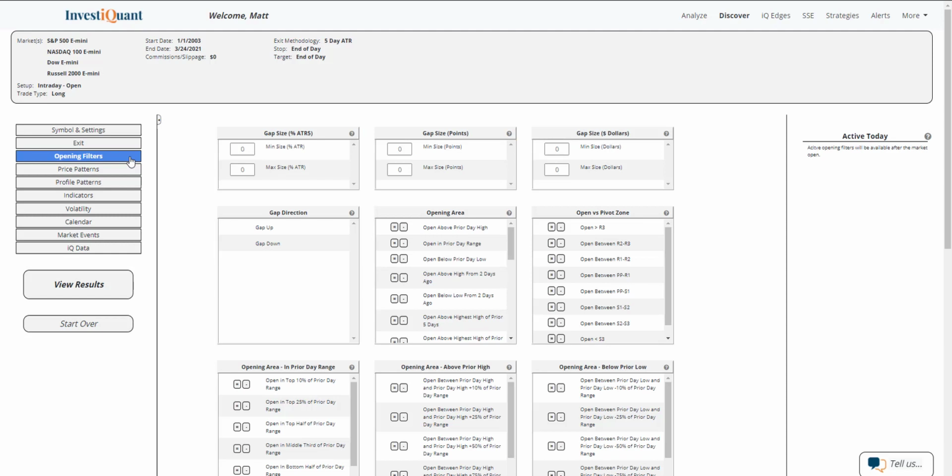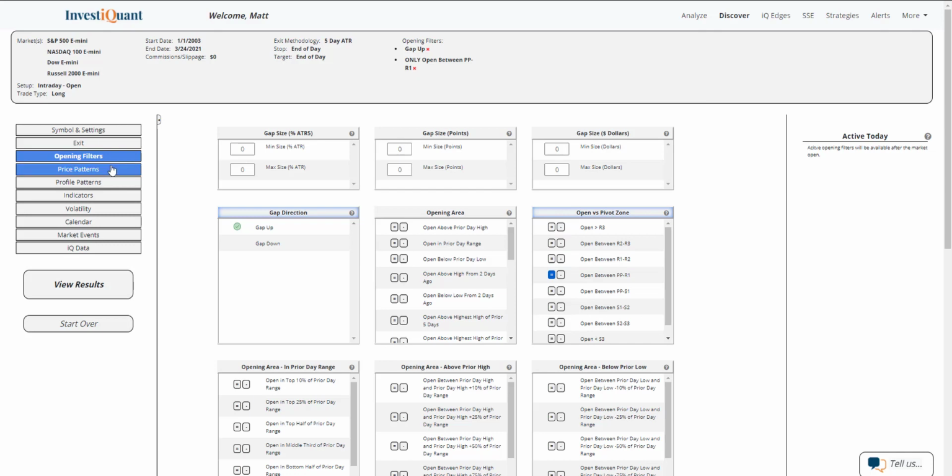All right, so to set up this study, we're going to be looking at gapping up between the pivot point and the resistance 1 pivot point. So I've got that selected here in our open versus pivot zone. The pivot zones allow you to select an opening location between the different pivot points that are available on a daily basis. So I've got that selected.